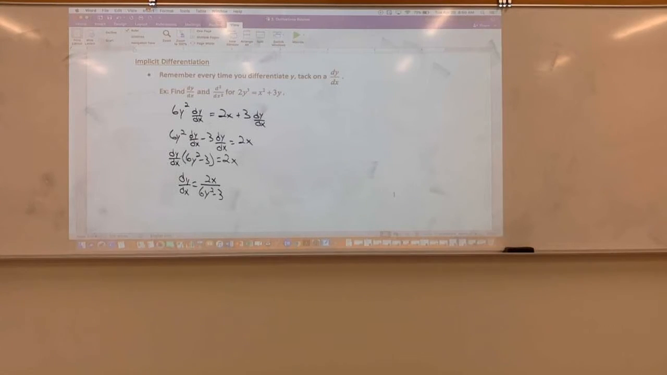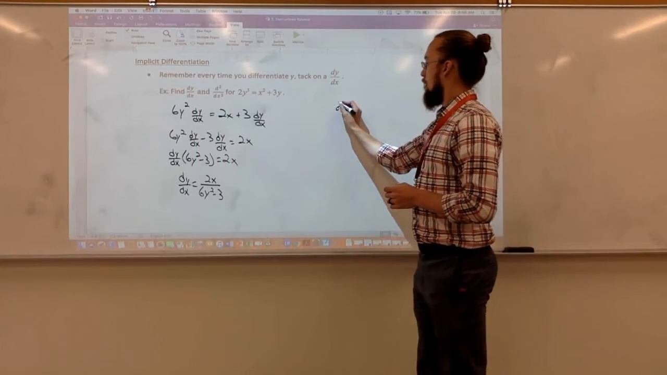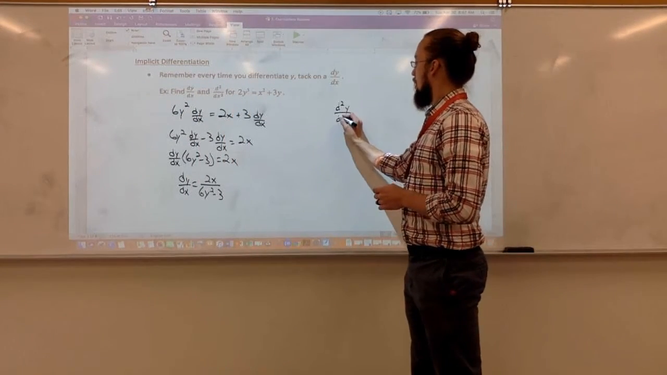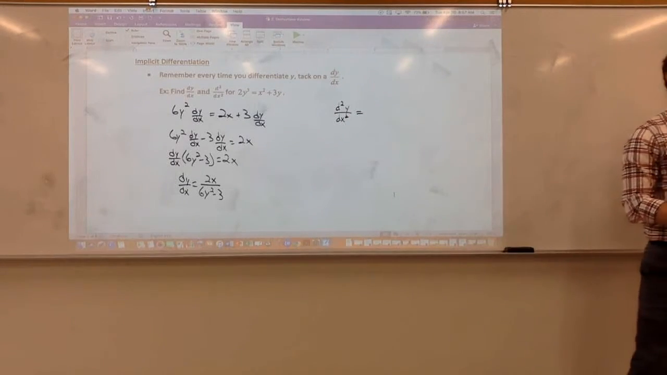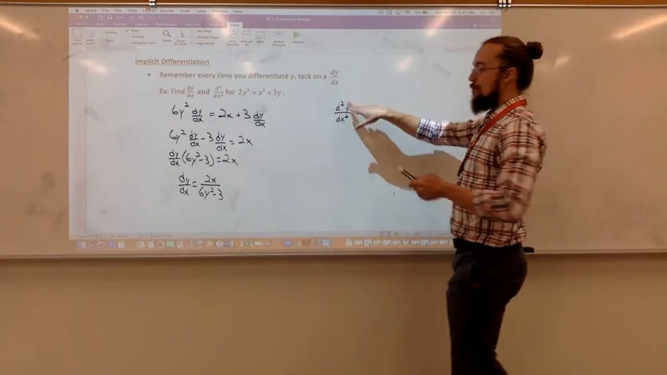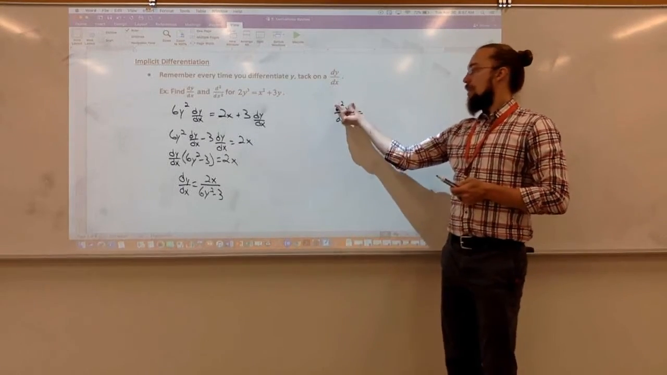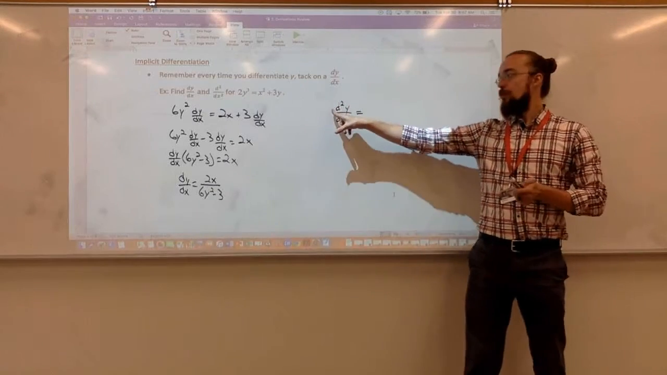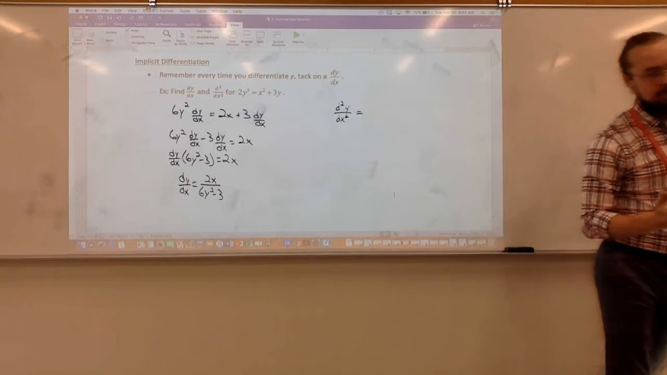Now, how do I take the second derivative? How do I take the derivative of that? Quotient rule. It gets messy real fast. A nitpicky point on notation: if we're taking the second derivative, we write it as d squared y over dx squared.